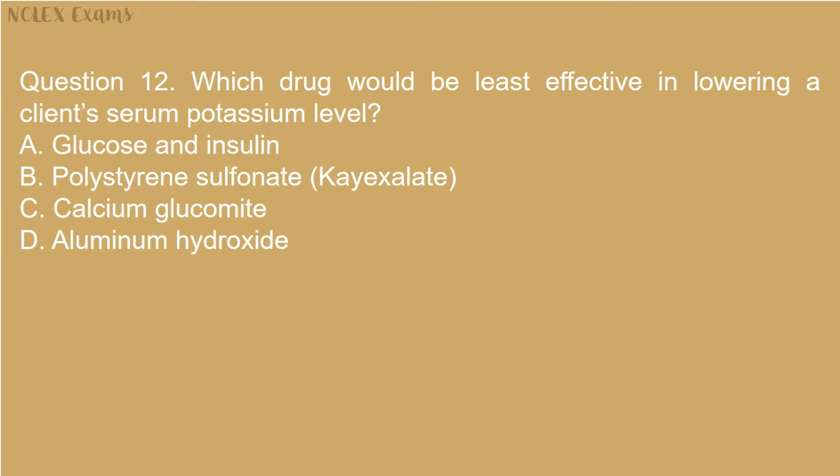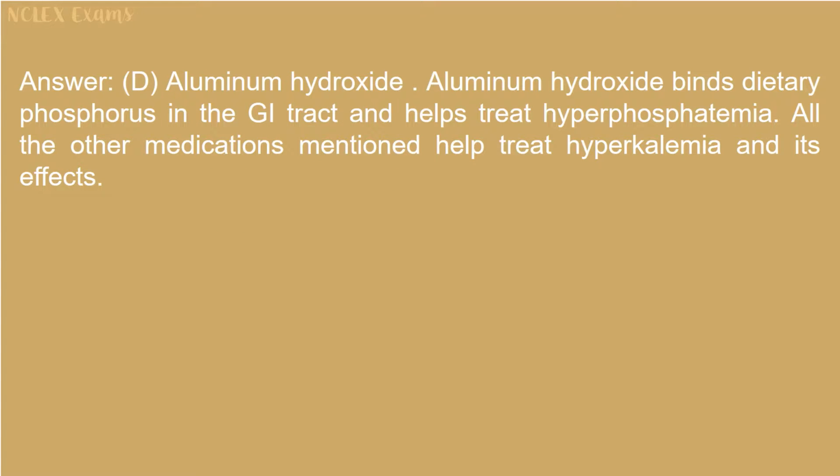Question 12. Which drug would be least effective in lowering a client's serum potassium level? A. Glucose and insulin. B. Polystyrene sulfonate. C. Calcium gluconate. D. Aluminium hydroxide. Answer: D. Aluminium hydroxide. Aluminium hydroxide binds dietary phosphorus in the GI tract and helps treat hyperphosphatemia. All the other medications mentioned help treat hyperkalemia and its effects.